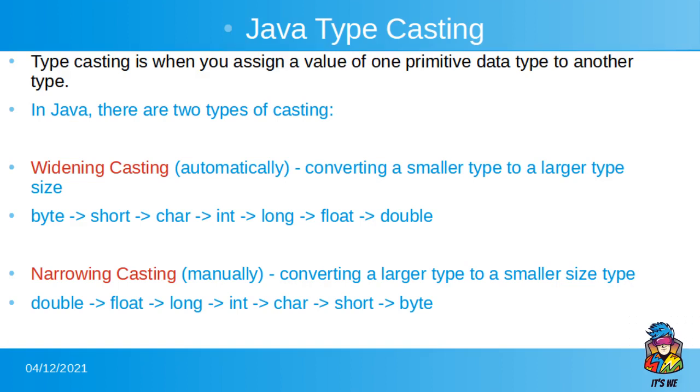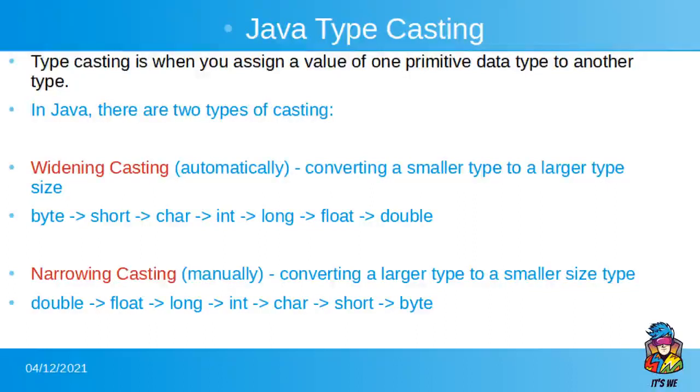Typecasting is when you assign a value of one primitive data type to another type. In Java, there are two types of casting. First one is widening casting, which means automatically converting a smaller type to a larger type size. Like byte to short, and short to char, and char to int, and int to long.